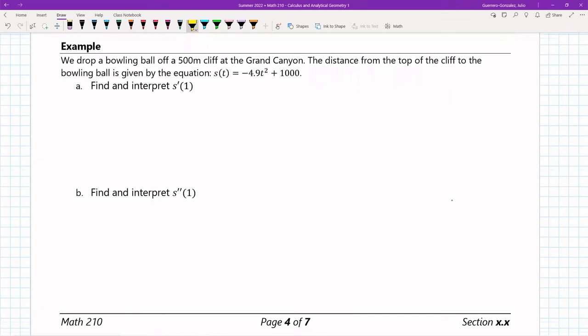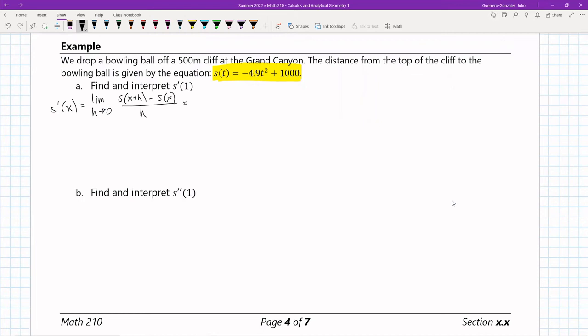Find and interpret s prime of 1. Okay, so same idea that we had from before. We're dropping a bowling ball off a cliff, and it's given by that equation right here. So first thing, I'm gonna go ahead and find s prime of 1, so that means s prime of 1 is equal to, well, let me find s prime of x first. That's gonna be the limit as h approaches 0 of s of x plus h minus s of x all over h, right?